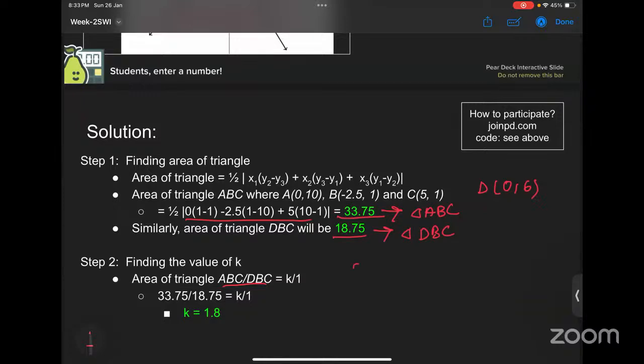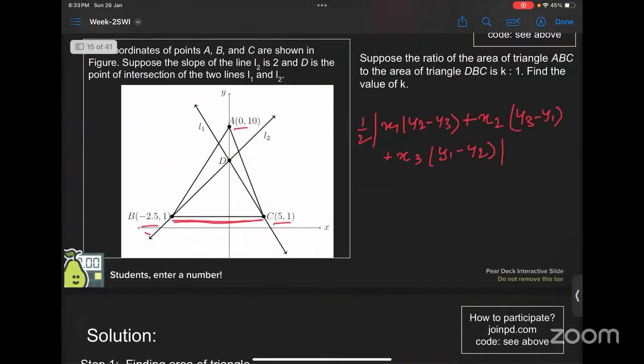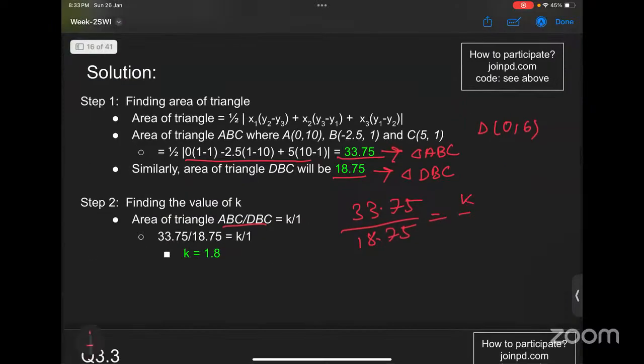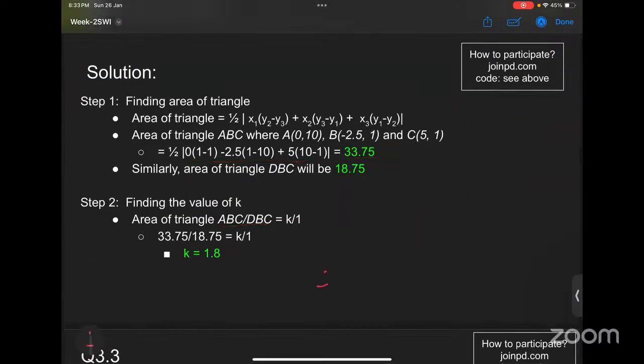Then we have to calculate the ratio. The ratio will be nothing but 33.75 over 18.75. And the ratio given in the question is K:1, right? That means this is K over 1. So the value of K will be equal to 33.75 by 18.75, which is 1.8, right? Basically 9 by 5.